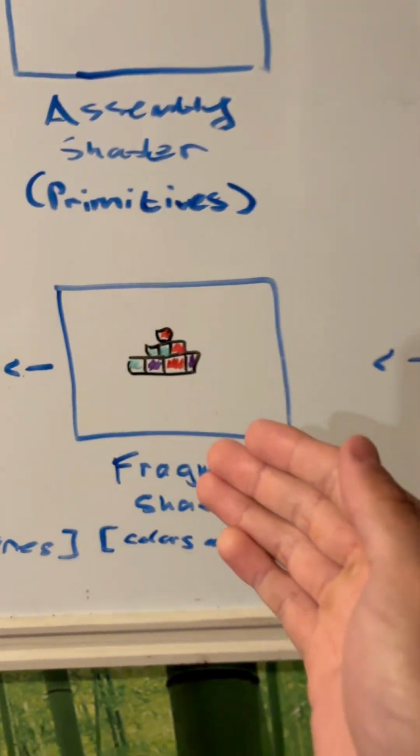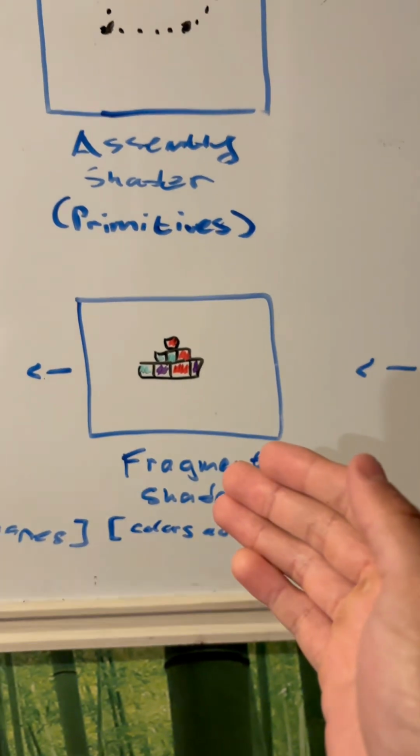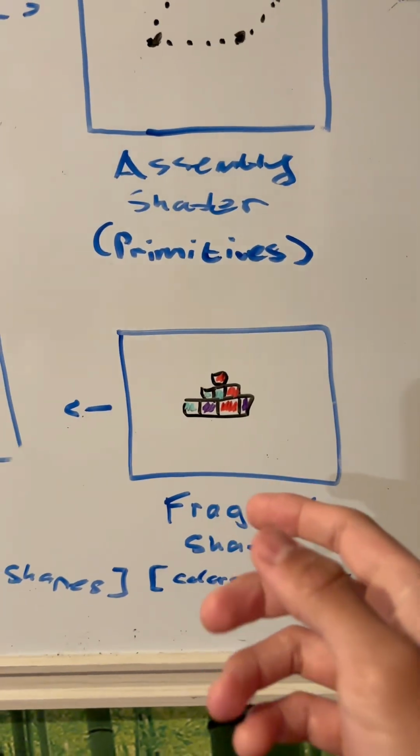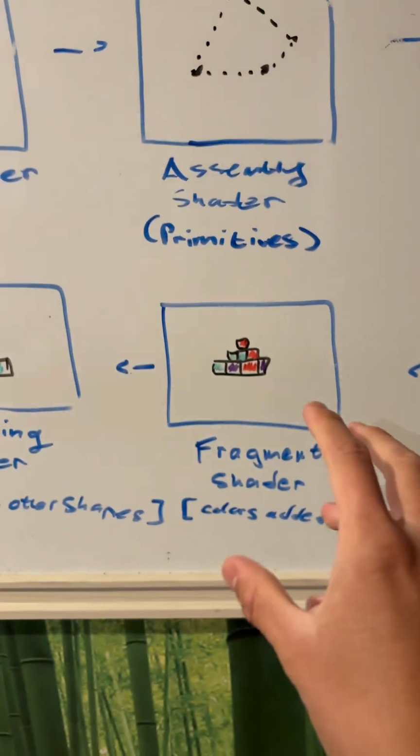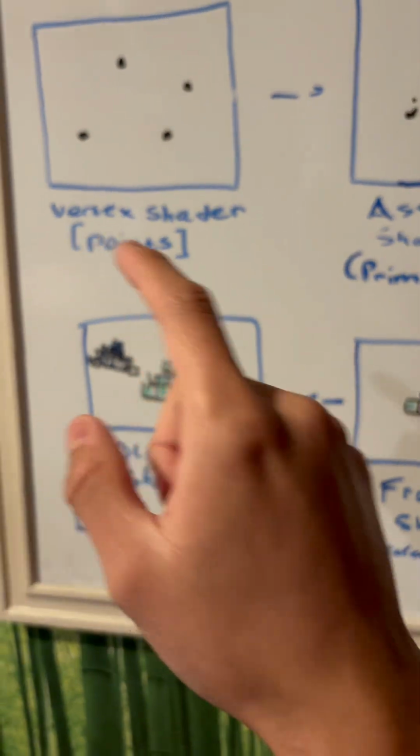Here, this is where some fragments may be discarded, or you're going to end up adding colors to them. And this is the main part where it'll actually build and package the fragment together. It then sends this to the blending stage.